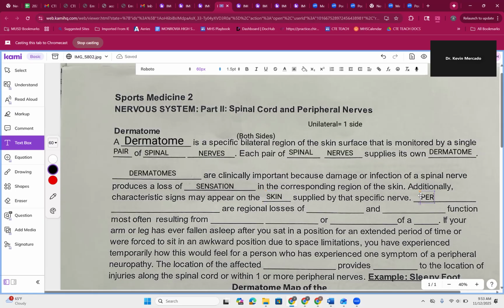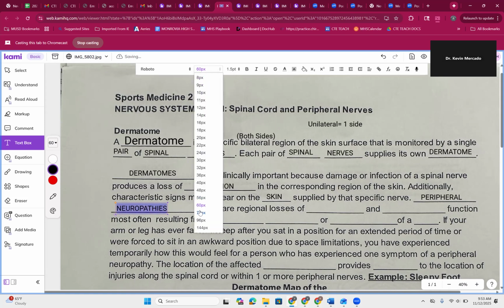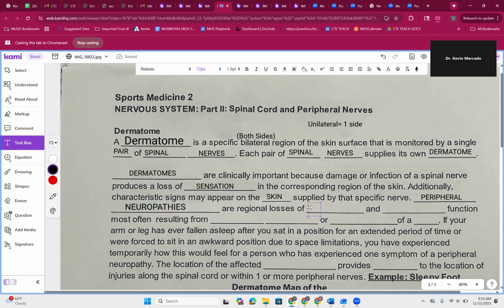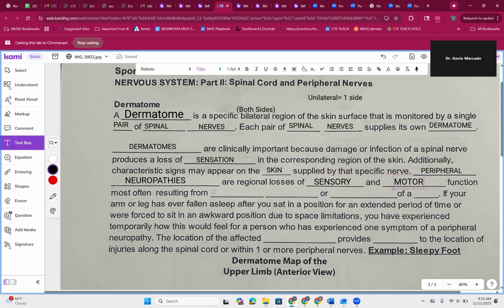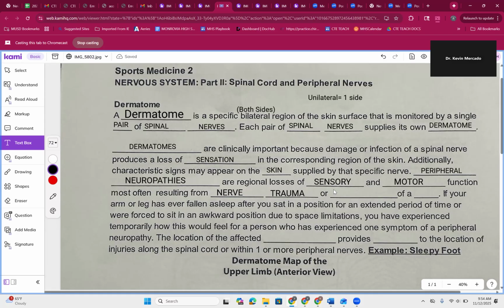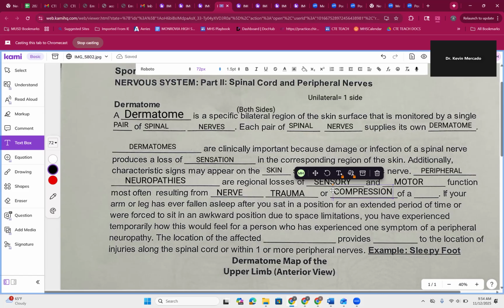Peripheral neuropathies are regional losses of sensory and motor function, most often resulting from nerve trauma or compression of a nerve.